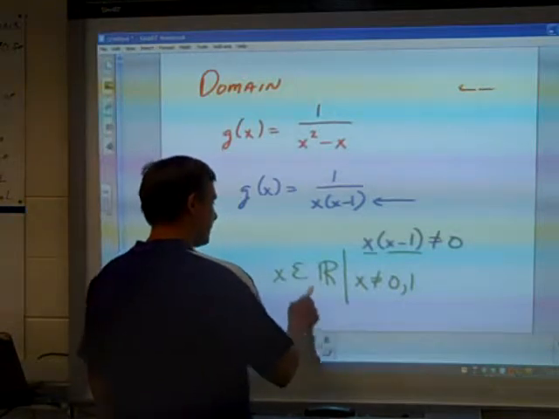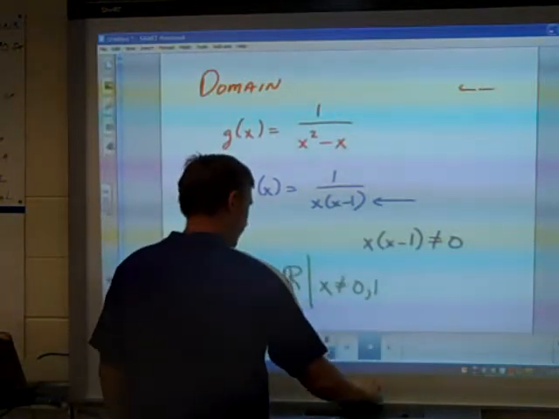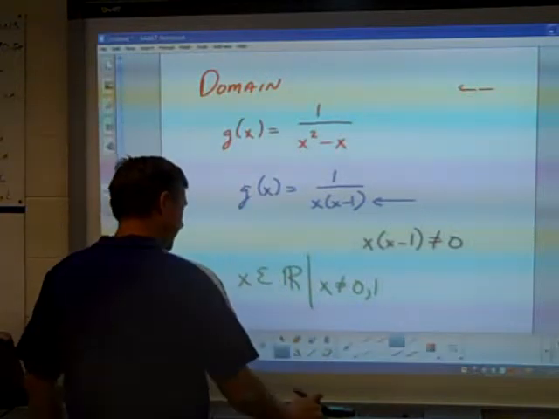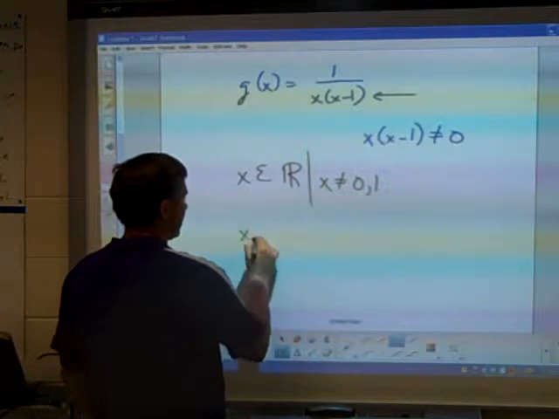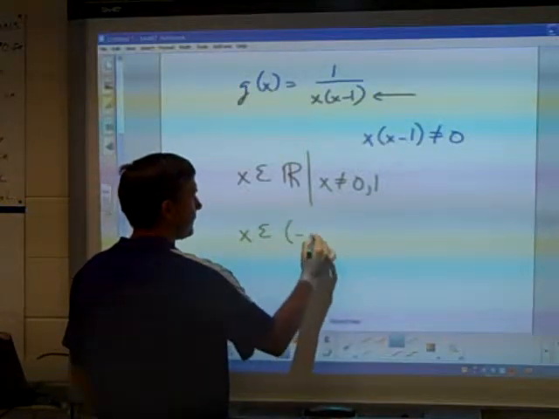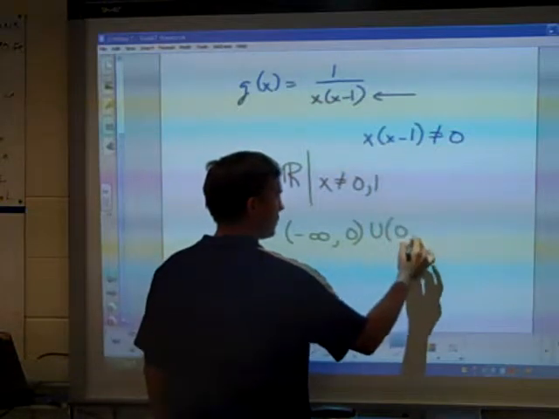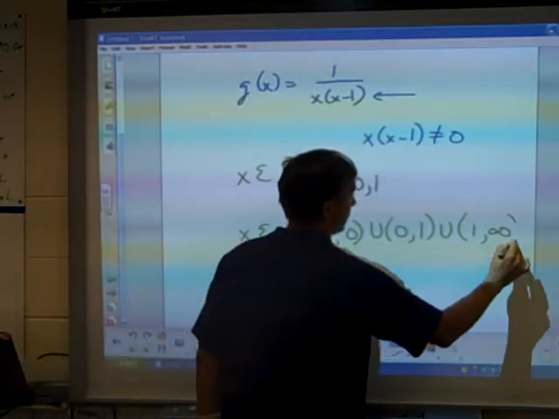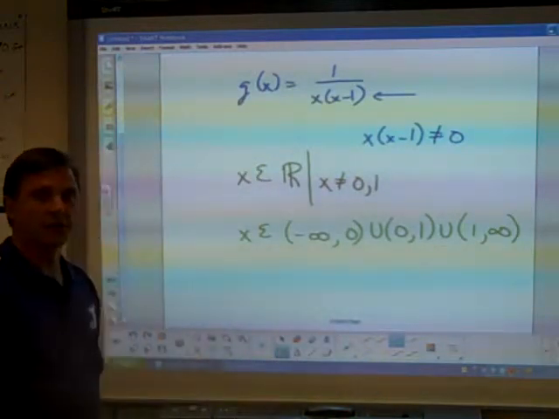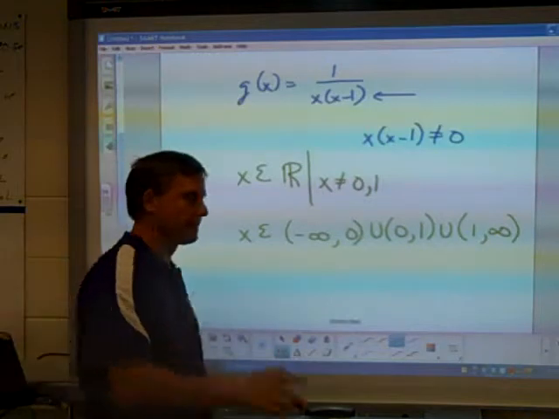And this is how I would do the notation. Now, your book, I think, will probably do it a little differently. Your book probably does this notation. If I go down the board a little bit. X is an element from -infinity to 0, and 0 to 1, and 1 to infinity. And that's also correct. And you notice it doesn't have square brackets because 0 and 1 do not work.